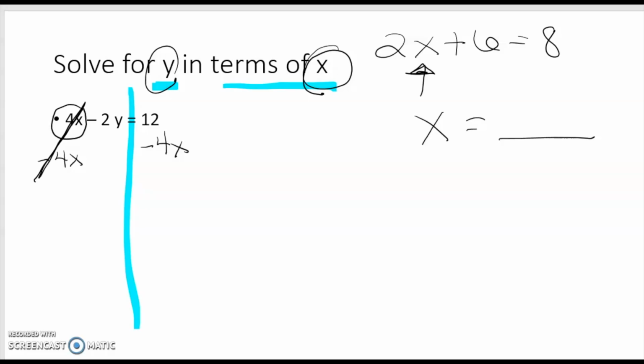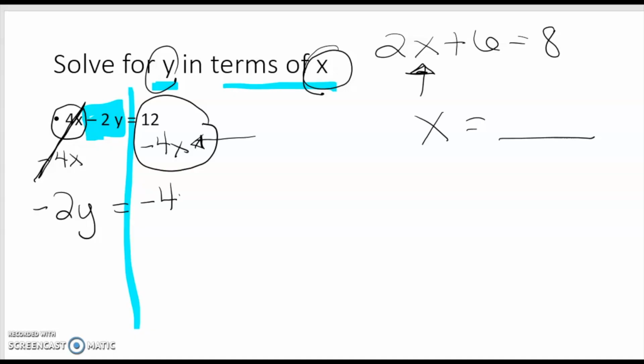Be really careful here. Don't forget the negative in front of the 2y. So we have negative 2y equals. Now, these are not like terms, so we cannot combine them. We just write them next to each other. We always put our variable term first. So we have a negative 4x and a positive 12.